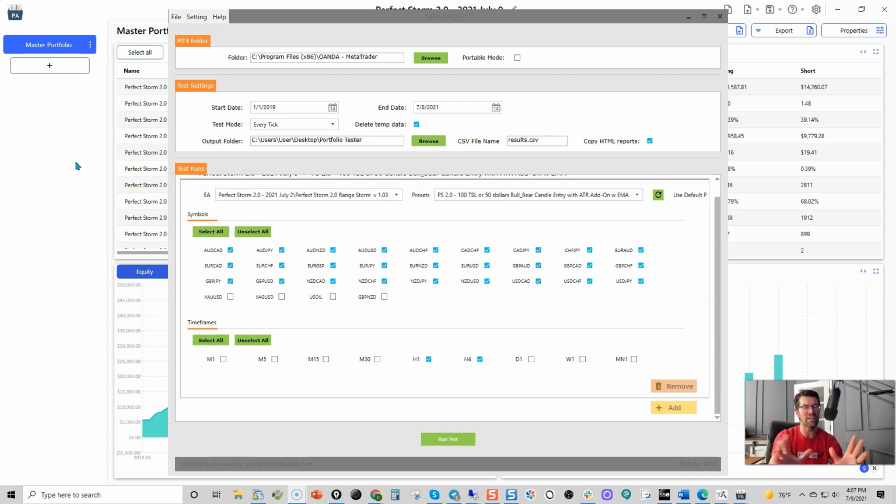So I love it. It has saved me a ton of time. It makes me way more efficient on optimizing my robots, building new robots, and also giving myself the confidence to trade these robots in the live markets. Because at the end of the day, that's what this is all about, is finding systems and strategies that you want to trade, that you trust to trade in the live markets. And this is definitely one of them.